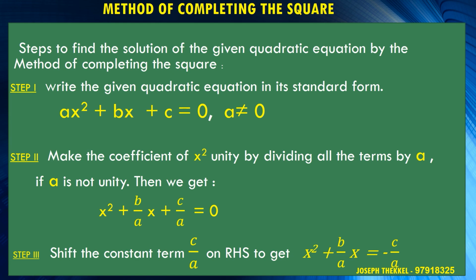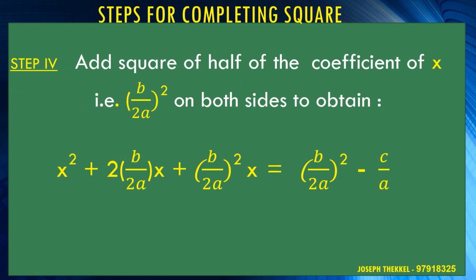Step 3. Shift the constant term c/a to the right hand side to get x² + (b/a)x = −c/a. Step 4. Add the square of half of the coefficient of x, that is (b/2a)², on both sides to obtain x² + 2·(b/2a)·x + (b/2a)² = (b/2a)² − c/a.